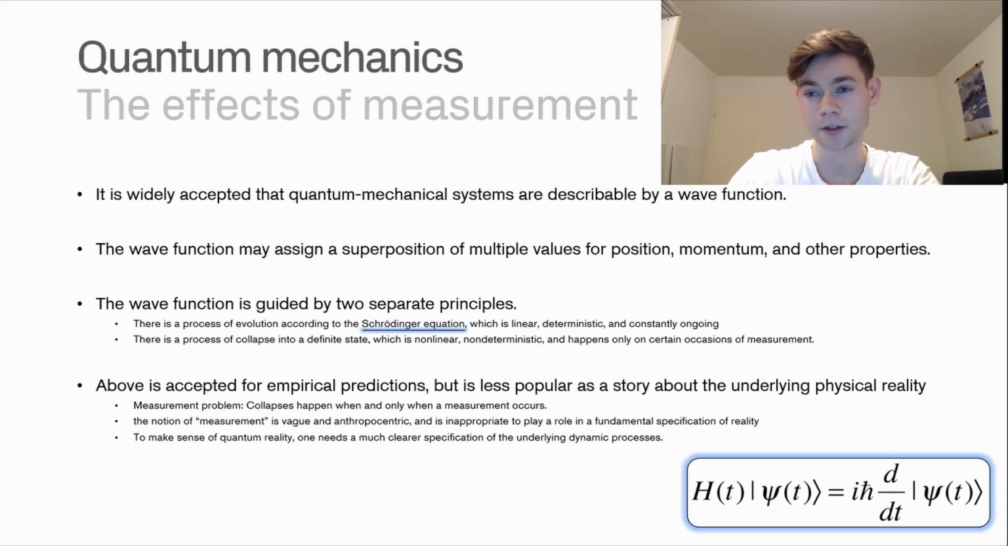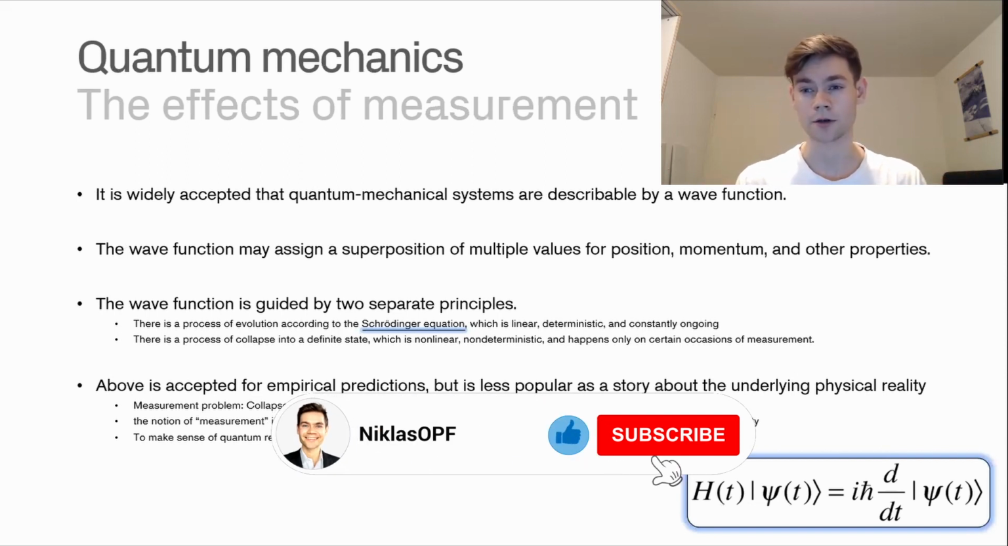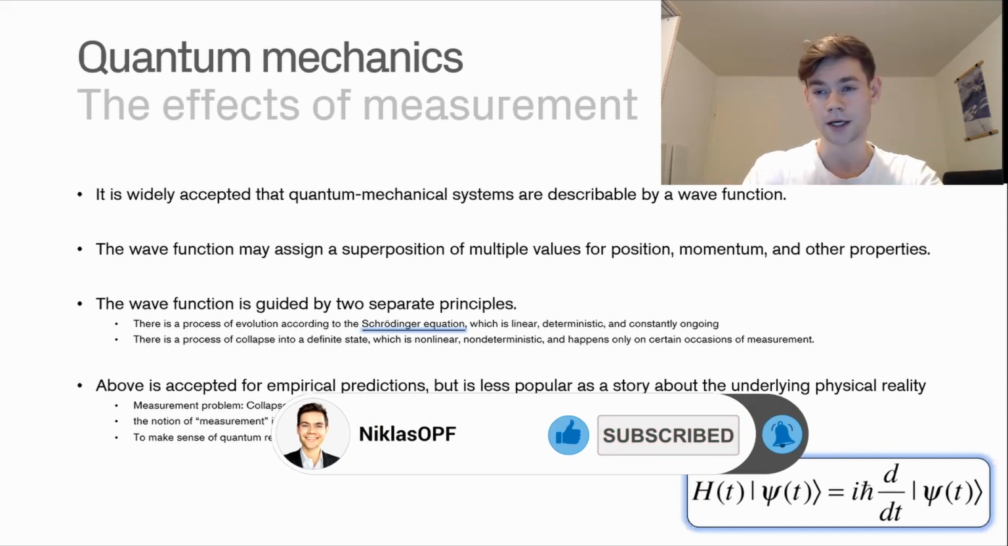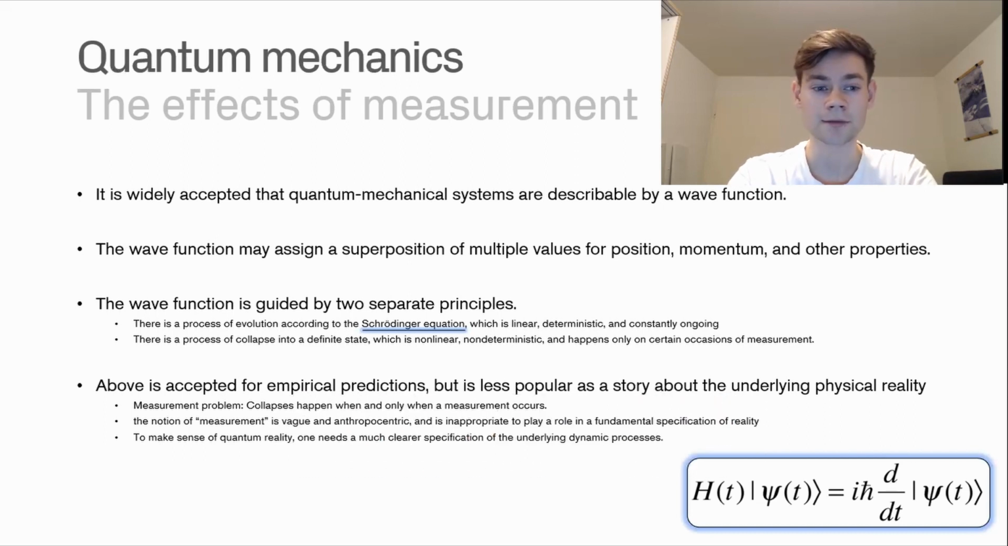So it's widely accepted, I would say, in the research community that quantum mechanical systems are described by the wave function. The wave function is what would give rise to an interference pattern like we saw in the previous experiment, and that is taken as true within the scientific community. And the wave function may assign a superposition of multiple values for position, momentum, and other properties for a given particle, so it doesn't exist in just one of them. And that's exactly what we saw in the previous slide and in the experiment.